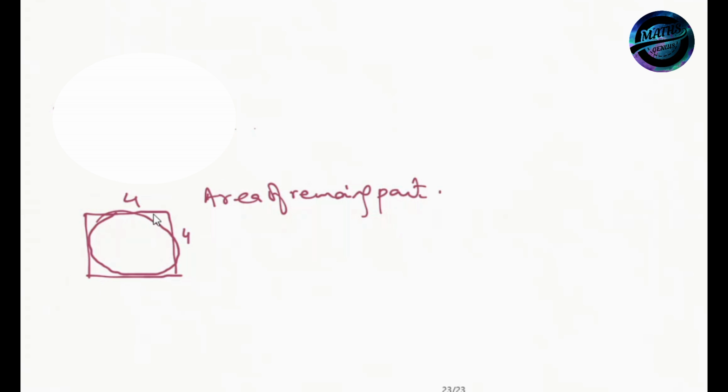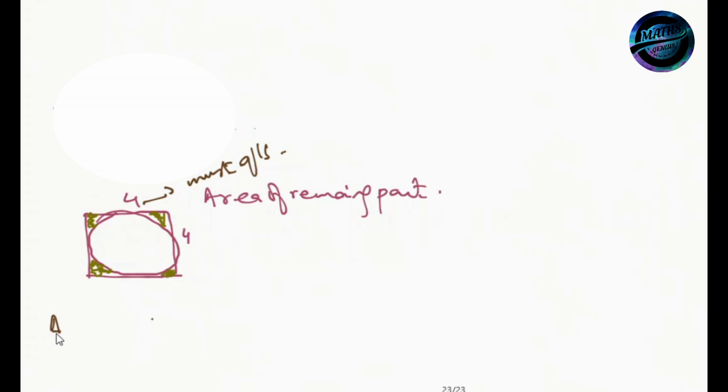part? So this is the remaining part, this is and this side. So area of the remaining part, right? Must question for the exam, and often students are unable to solve it.